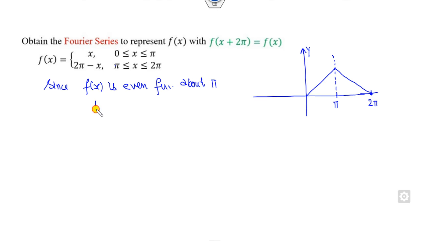So once it's an even function, we will see the Bn is 0. So you can write Bn directly as 0. Otherwise we will calculate it also. Fine. So now you can see how I can compute them.